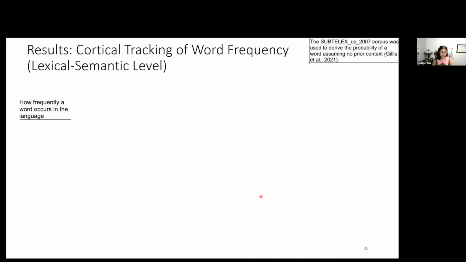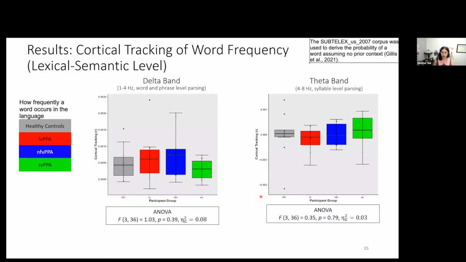For word frequency, this is just how frequently a word occurs in a language. We see a similar pattern here where there aren't differences between groups. At the delta level, we're at least seeing some added value of adding this to the envelope, but not seeing differences across the 4 participant groups. And at the theta band, similar outcome, no real differences across the groups.